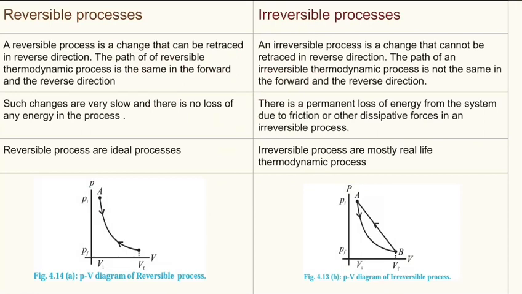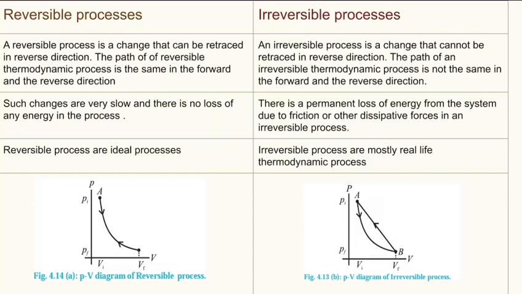Next is, what is the difference between reversible process and irreversible process? A reversible process is a change that can be retraced in the reverse direction. The path of reversible thermodynamic processes is the same in the forward and reverse direction. Such changes are very slow and there is no loss of energy in the process. Reversible processes are ideal processes.